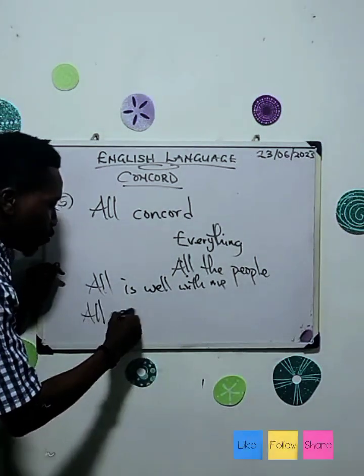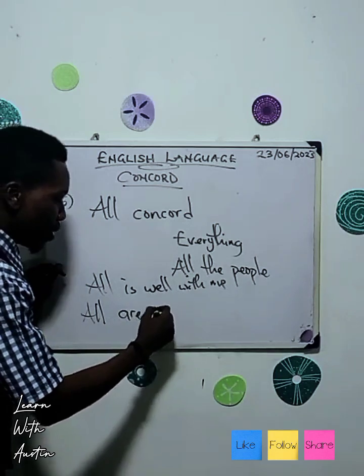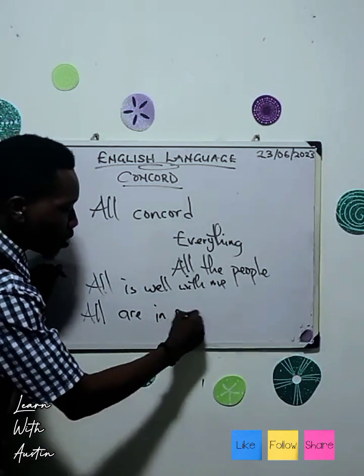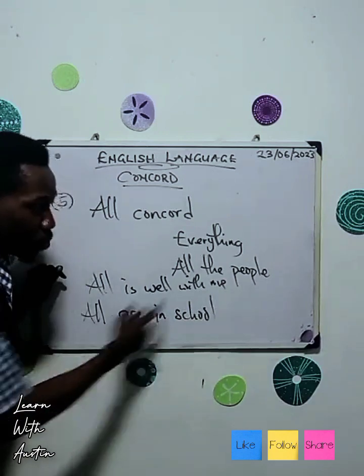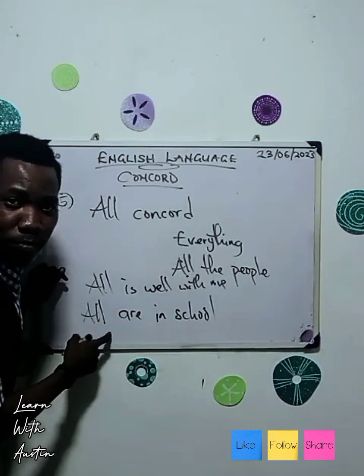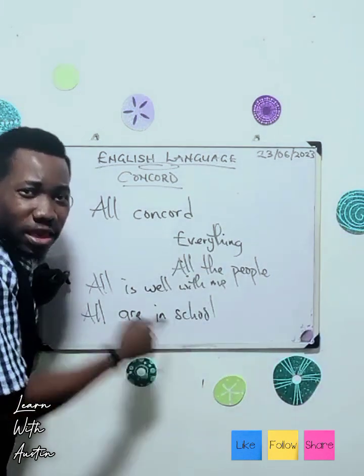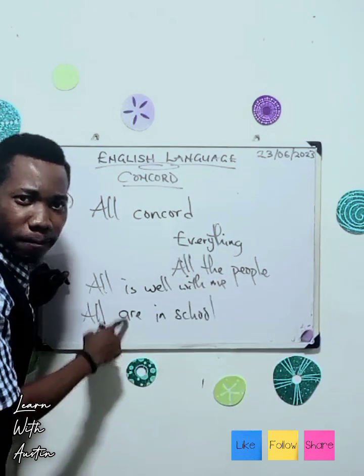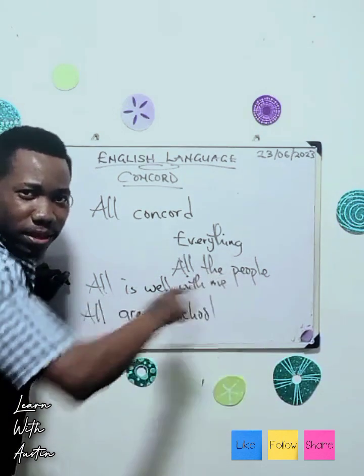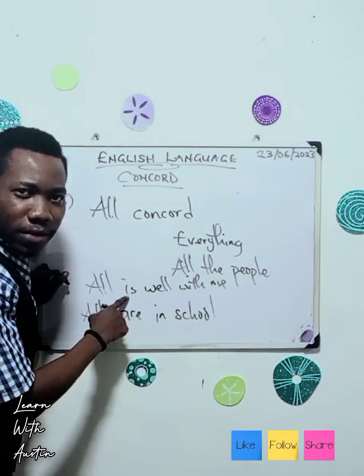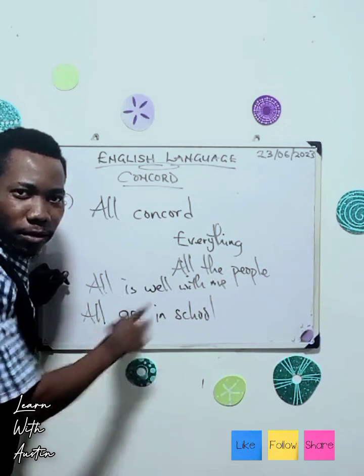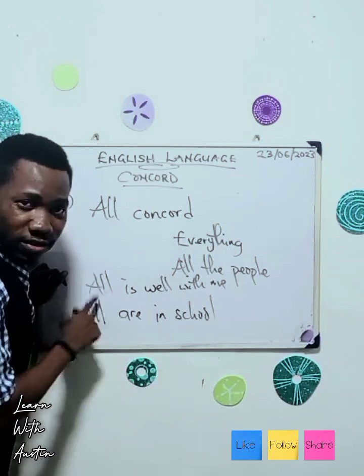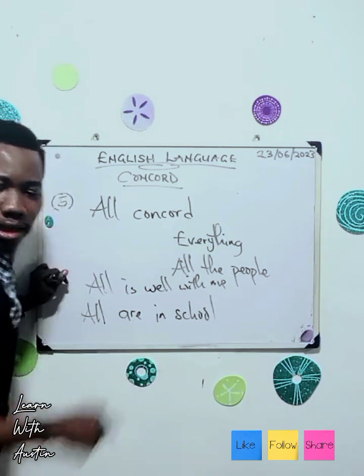All are in school. Okay, let's say you're saying all are good. All are in school. In this case, we are talking about people, probably students or maybe teachers. So all the people, then the plural becomes are, right? So if you're talking about things like everything, the verb should be singular. But if you're talking about all the people, using the same word all, the verb should be are. Let's take some examples.